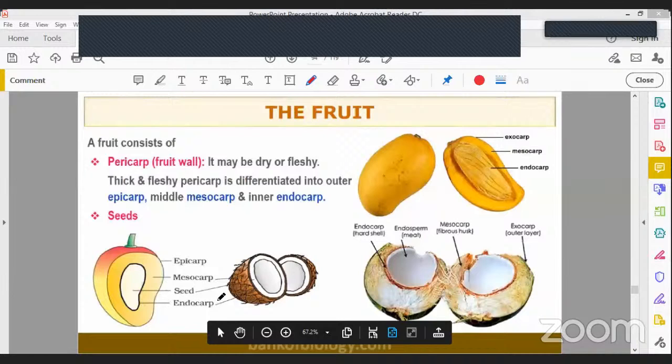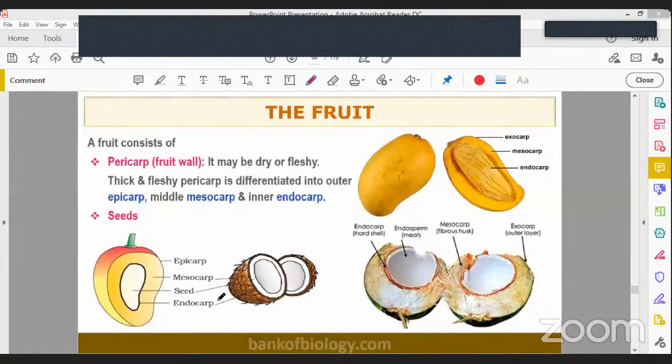So they might give you some fruits and ask which part is consumed. So in mango, what do we eat? We eat the mesocarp. Okay, so remember this, we eat the mesocarp. Do you understand? So remember that.